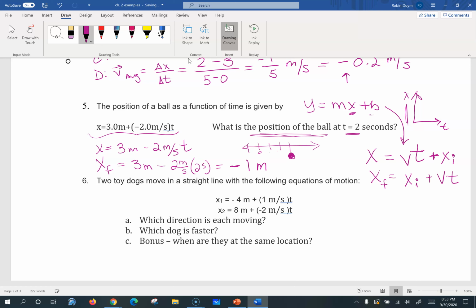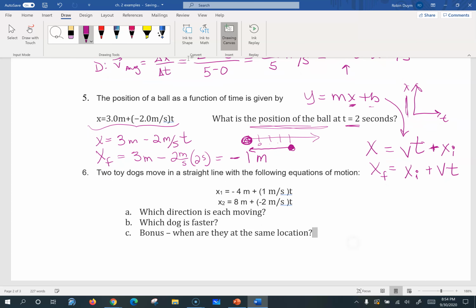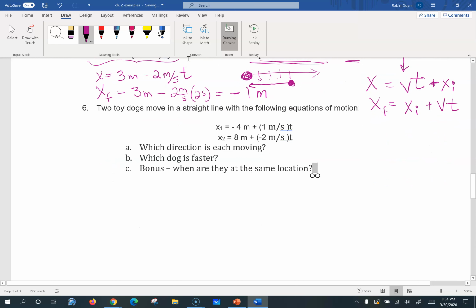You're 3 meters ahead, and then you move to the left, and you end up here. Alright, so now we have 2 toy dogs, right? And they're moving in a straight line with the following equations. One has -4 meters plus 1 meter per second t, one has 8 meters plus -2 meters per second t, and we could ask all sorts of questions.